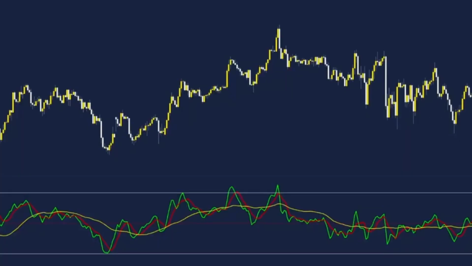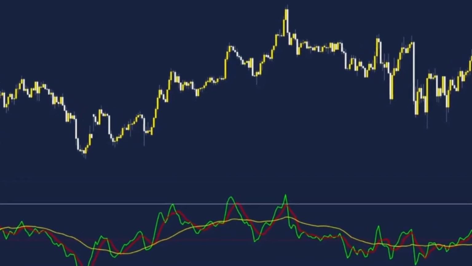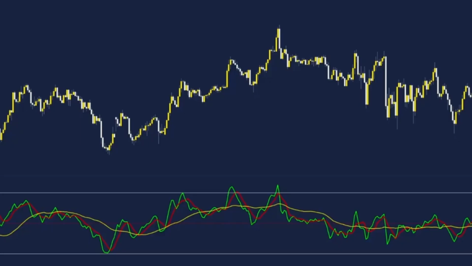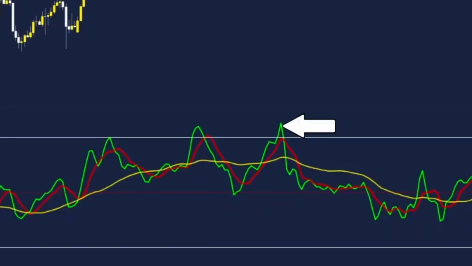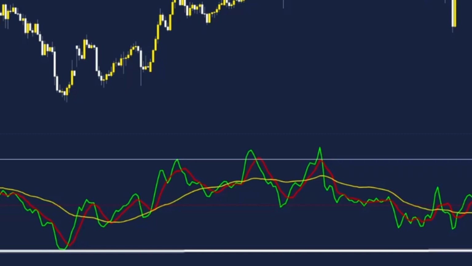From here, we can use the TDI to show reversals in market price, but this time the probability is much greater in our favor. Let me show you how to enter and exit trades. On the 4-hour chart, we will be watching for the RSI, which is this green line here, to cross above the 68 level or below the 32 level.